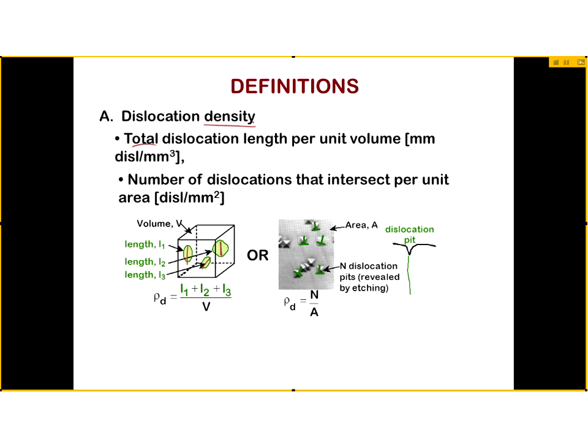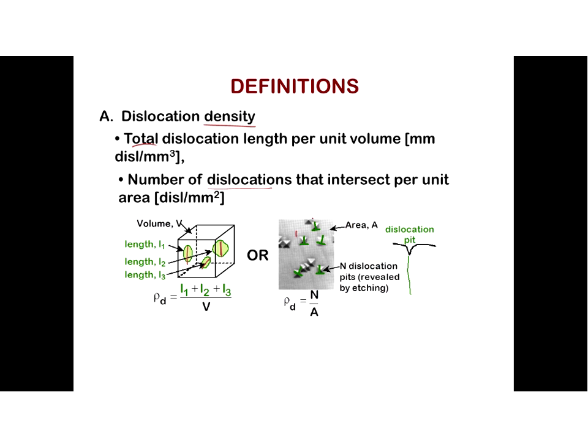Another way to define it is by analyzing the number of dislocations that intersect per unit area. So basically, if you just count all the dislocations, if we were going to count these, 1, 2, 3, 4, 5, and so on, and counted up all the dislocations that we can see in this micrograph, we take that number of dislocations, capital N, and divide it by the total area. And when you do that, that gives you the dislocation density per unit area. So two ways of defining it.